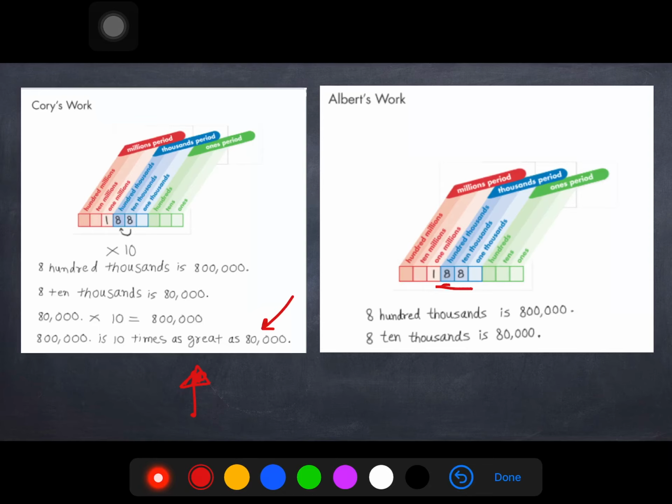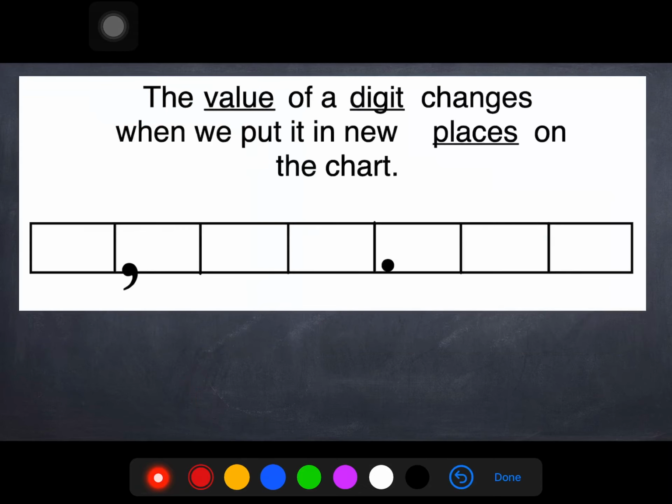Is it okay they didn't put the zeros in for the other parts of the number? Yes, because you can infer that if you have a number in the 1 million or the 100,000s, there would be zeros in empty place values. So the value of a digit changes when we put it in new places on the chart.